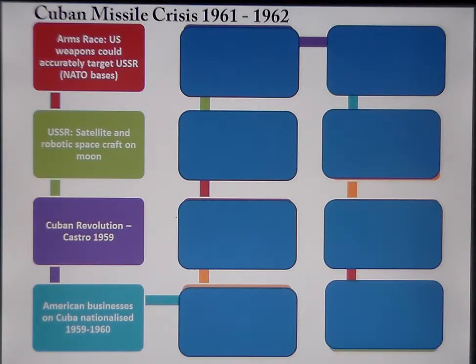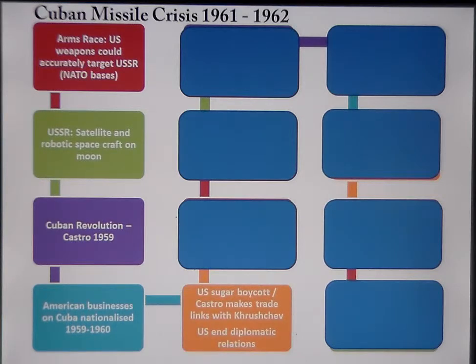Now, other countries who owned businesses and land accepted this and took payment for the land and for the businesses, but the Americans refused. In January 1960, the American land and American businesses are nationalised, and this creates a lot of tension with the Americans. And the Americans are not given payment for what is taken.